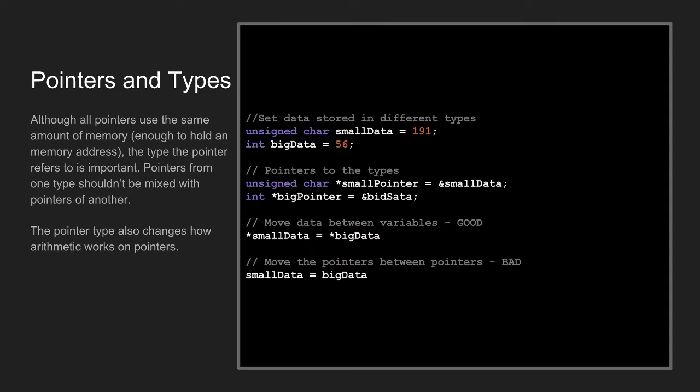So we use asterisk to make the value in small data 56, because that's what the value in big data is. What we can't do is make the pointers themselves equal to each other, assign the value of one pointer to another, because they're pointers to different types of data. So that should be avoided.